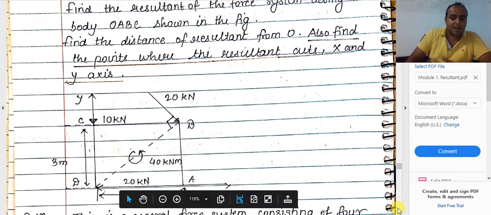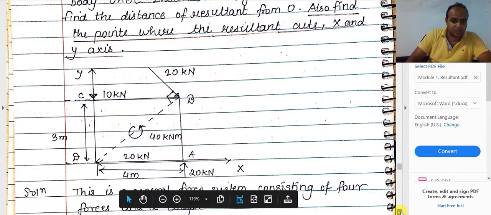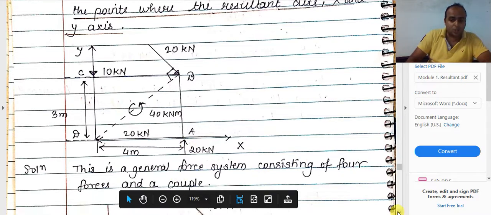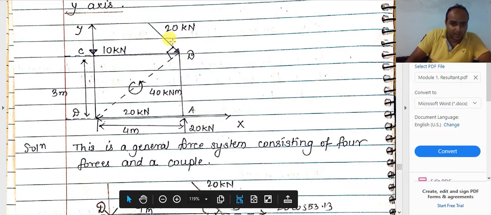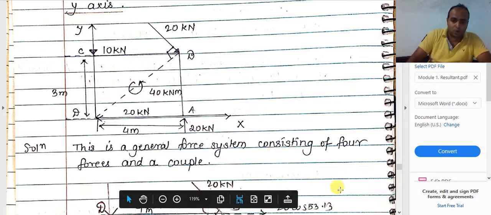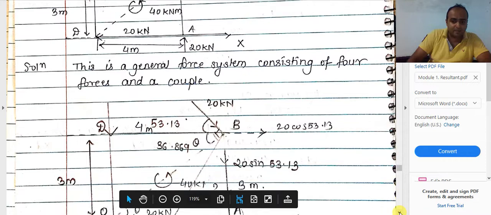Okay, so one by one let us see what are the steps and let us solve this problem. As you can see, this entire diagram is a diagram of general force system. This is a general force system consisting of 4 forces and 1 couple. The 4 forces are this 20 kilonewton inclined, 10 kilonewton straight down, 20 kilonewton acting at the origin point towards negative x-axis, and 20 kilonewton acting vertically upward at point A. These are the 4 forces, as well as there is a couple of 40 kilonewton meter acting at the centroid point. Let us go for the first step, that is the free body diagram.